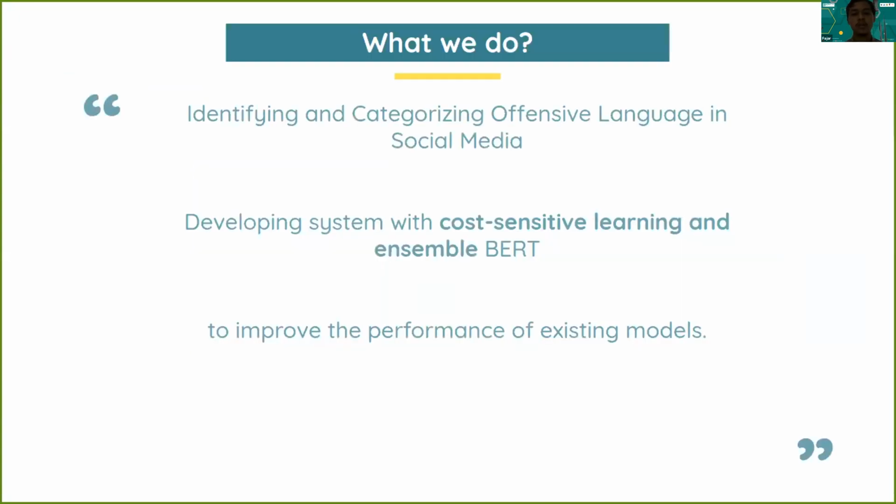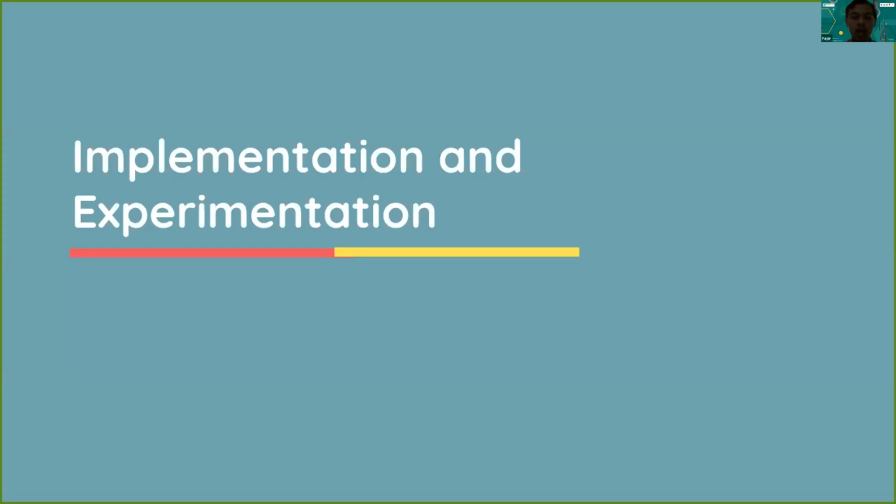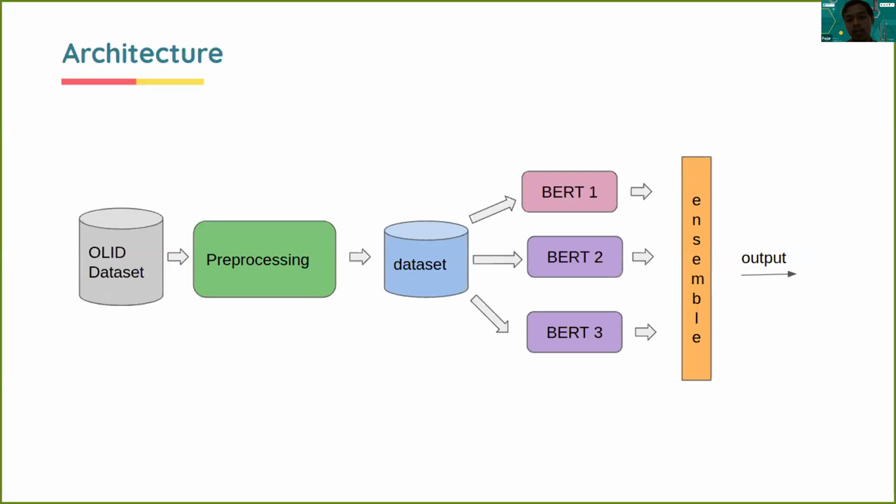What we do in this research, we are identifying and categorizing offensive language in social media by developing cost-sensitive learning and Ensemble BERT to improve the existing models. In this research, we produce a model with the configuration to improve the performance. Okay, I want to move to the next section, which is implementation and experimentation.